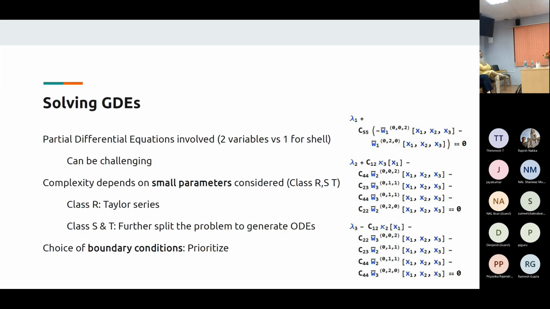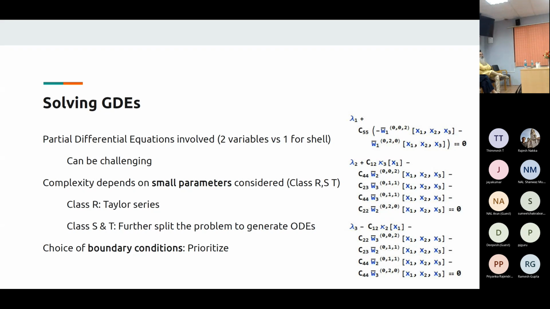And then the most time-consuming part of the whole process would be solving the GDs themselves. Since 2 variables are usually involved, it often does not lead to a closed form solution. Sometimes you might be lucky, most of the time you won't be. Depending on the class, you can make certain ingenious innovations. In the case of these classes, you can refer to Professor Dinish's thesis itself, where he has further split it into 2 separate ODEs, which was more conducive to getting a closed form solution.